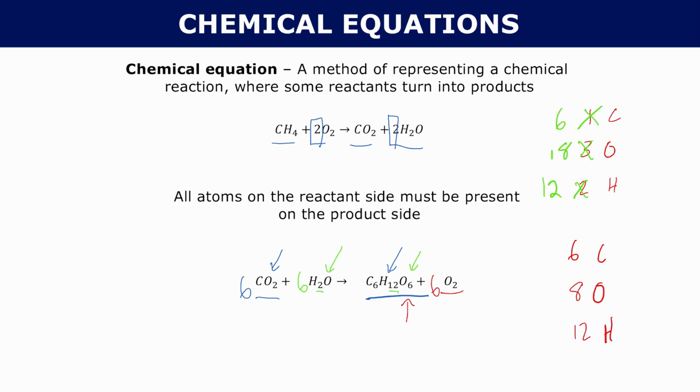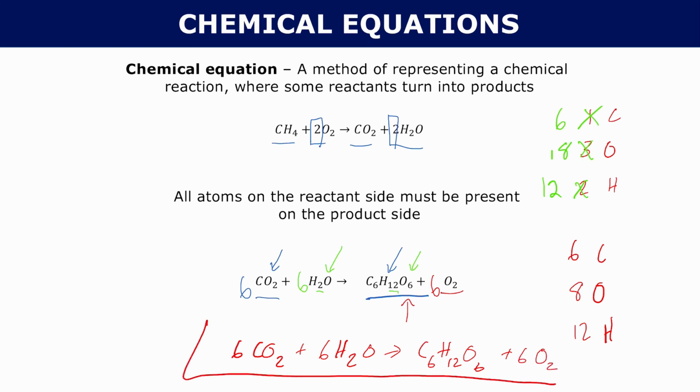So your final balanced equation becomes 6CO2 plus 6 water produces glucose, C6H12O6, plus 6 molecules of oxygen. And that is your final balanced equation. And that's how you balance a chemical equation. So there are some techniques, but a lot of it is just going to be trial and error until you just get a set of ratios that kind of work.